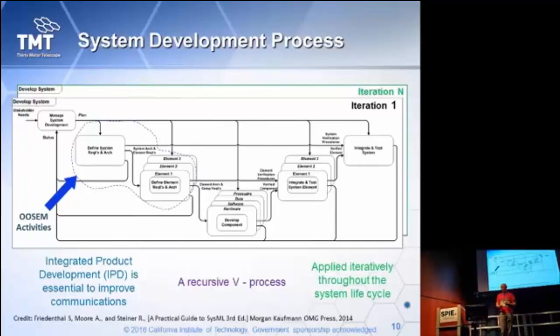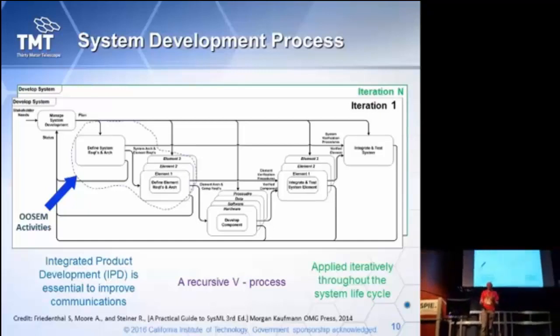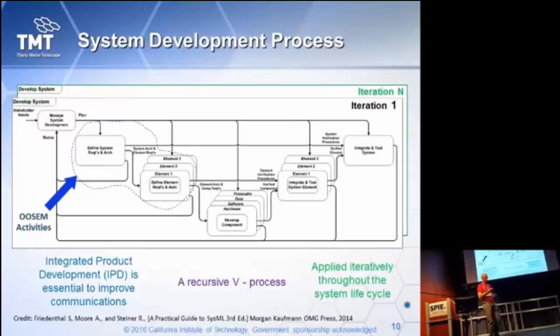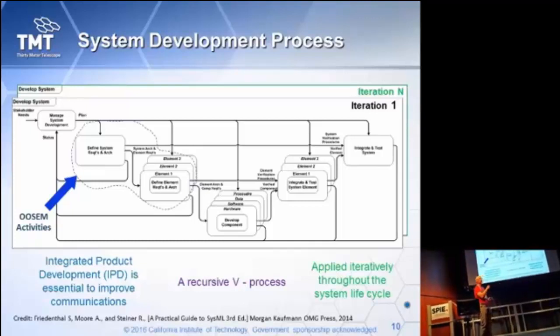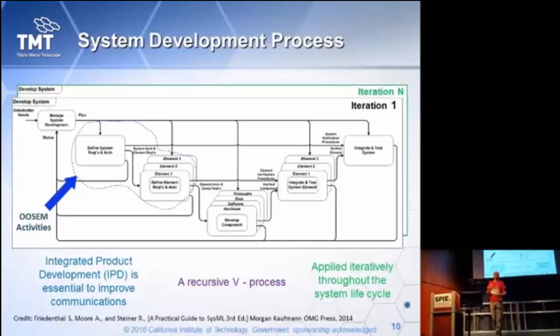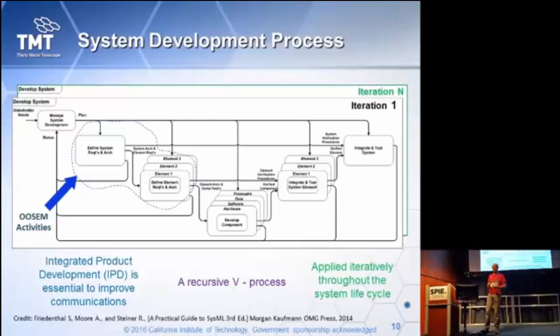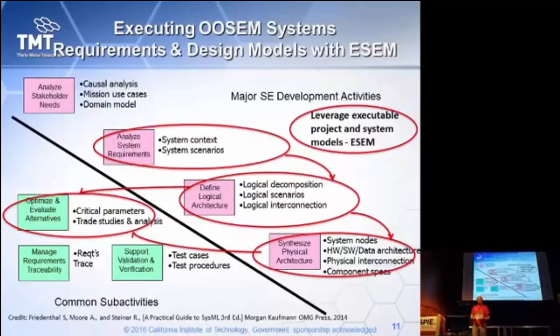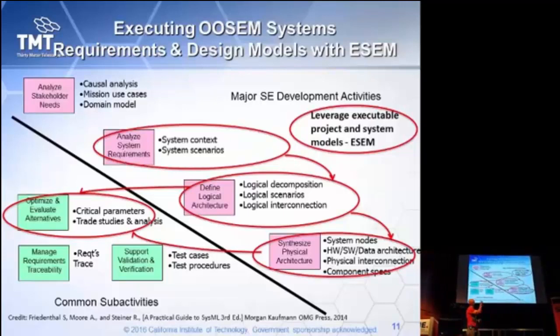Now the OSEM, object-oriented system engineering method, is an iterative, incremental and recursive process. It focuses mainly on the definition of the requirements and architecture and the specification of the elements, conceptual and realization or physical, whatever you like to call it. And this is also where we inject the executability. So this is the OSEM process.